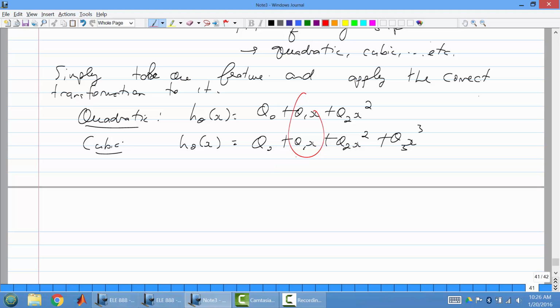So this is feature number 1, right? It's just the x term. This here is feature number 2. It's just x squared. And then finally, this is feature number 3, all right? It's just cubic.